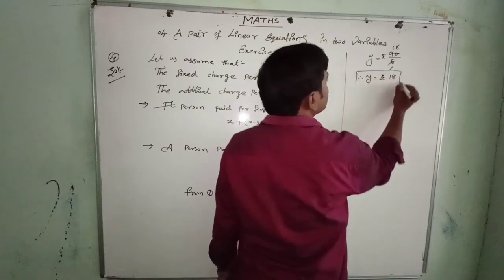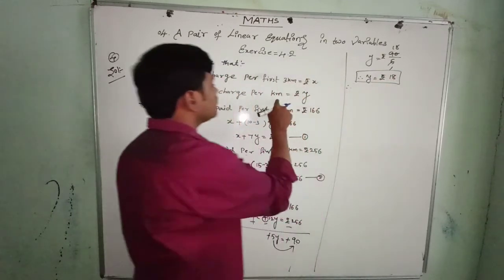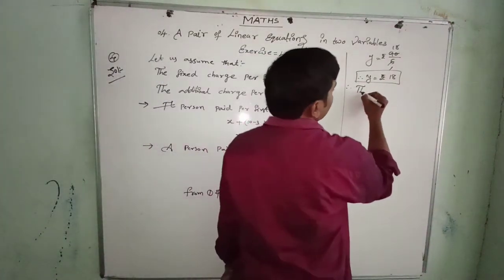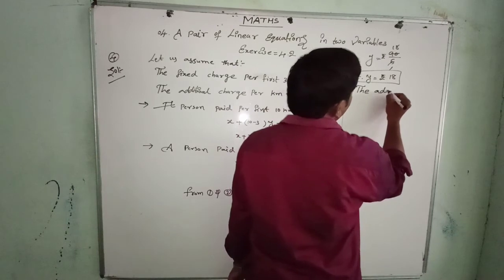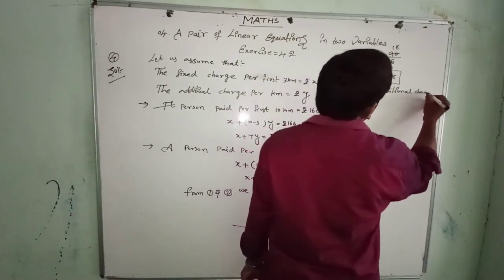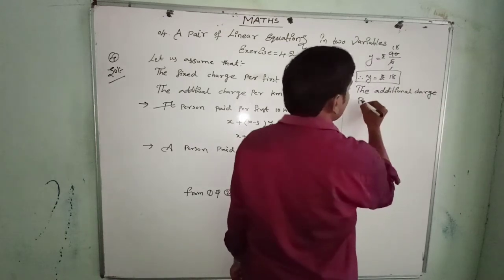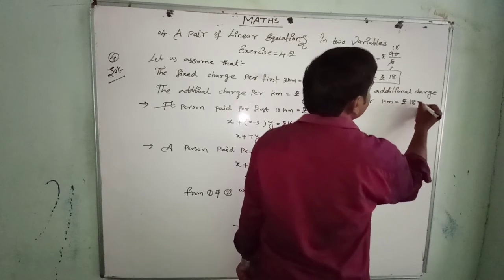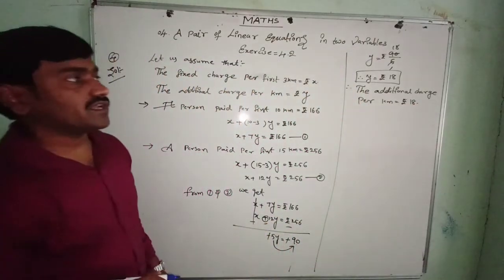Here you have to make sure what y is here: the additional charge per kilometer. అంటే ఒక కిలోమీటర్ per kilometer equal to rupees 18. For additional charge for 1 kilometer it is 18.